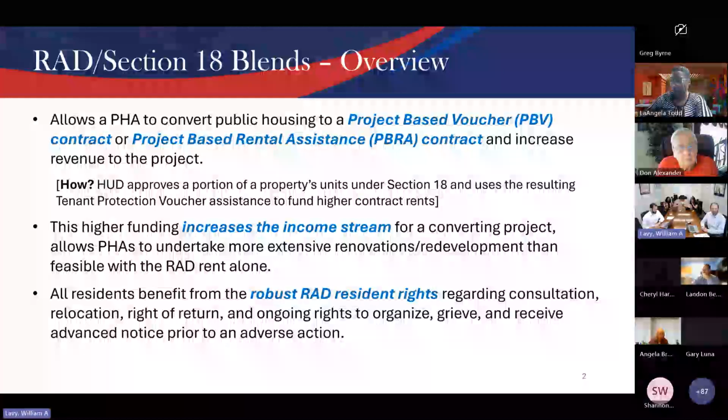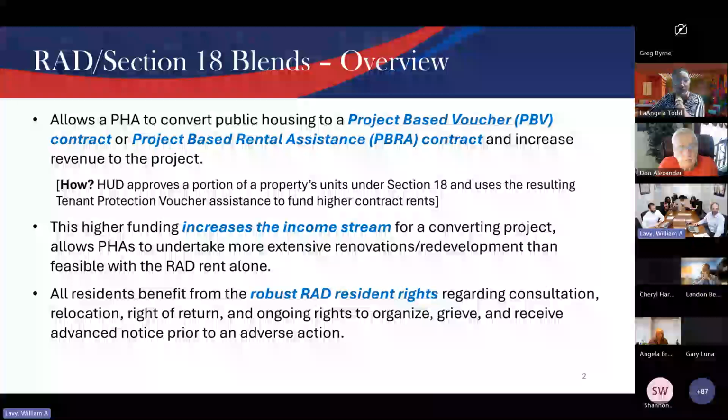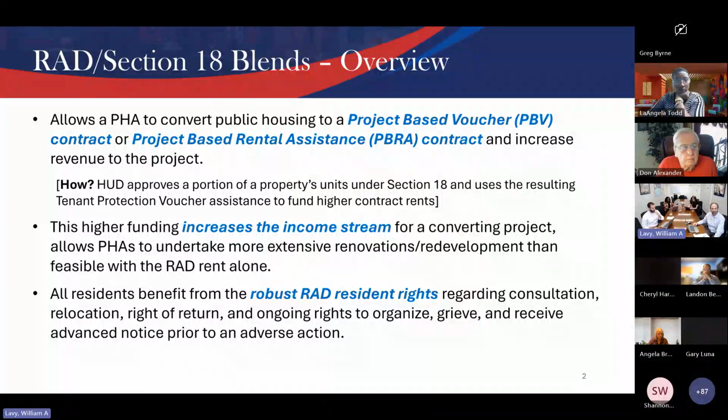One of the beauties of RAD Section 18 blends is that all residents benefit from the robust RAD resident rights, including consultation and engagement prior to conversion, relocation rights, the right of return, and then ongoing rights that continue after a conversion. They're brought over from the public housing program, such as the rights to organize and grieve and receive advance notice prior to an adverse action, the ability to continue to participate in resident services programs like ROSS and FSS and other things.